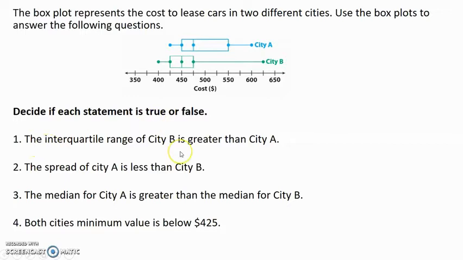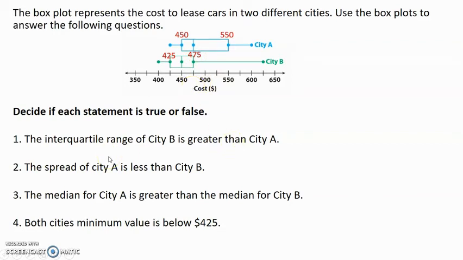All right, the interquartile range of city B is greater than city A. So remember, to find the interquartile range, we need the lower and upper quartiles. For city A, the lower quartile is 450, and the upper quartile, which is the end of the box, is at 550. For city B, the lower quartile is at the start of the box, which is 425, and the upper quartile, the end of the box, is at 475. If you're wondering how I got those middle values, you can take the 2 values on the number line, add them together, and divide by 2.